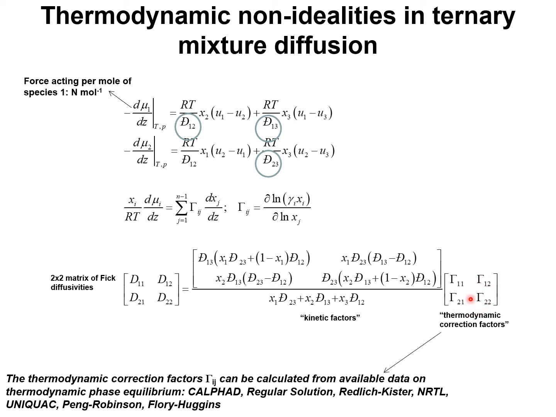Off-diagonal elements of the thermodynamic factor matrix contribute to a large extent to the off-diagonal elements of the Fick diffusivity matrix, and these off-diagonal elements lead to the phenomenon of uphill diffusion, as we shall see in the next slide.